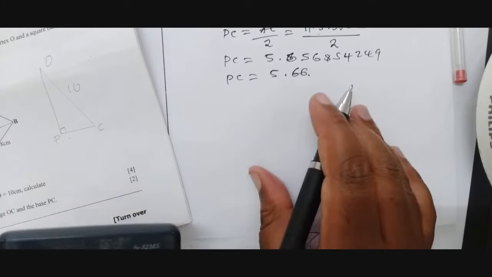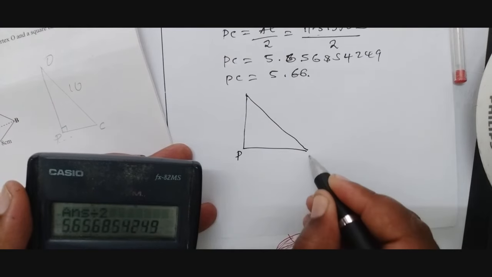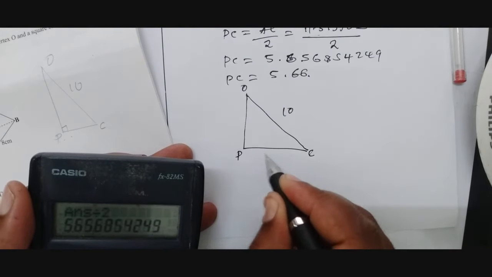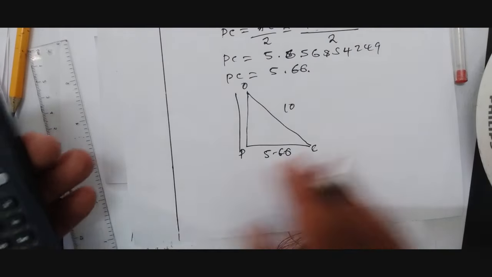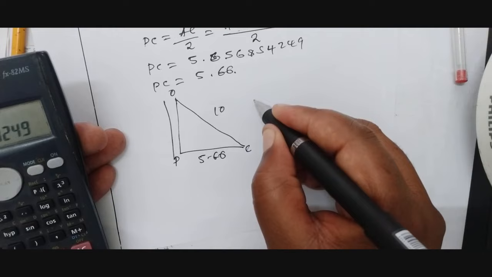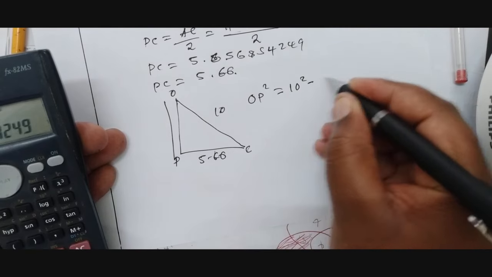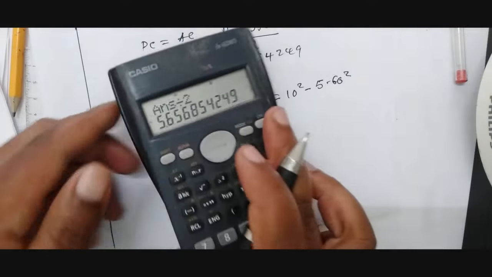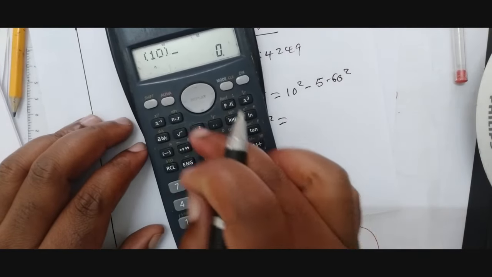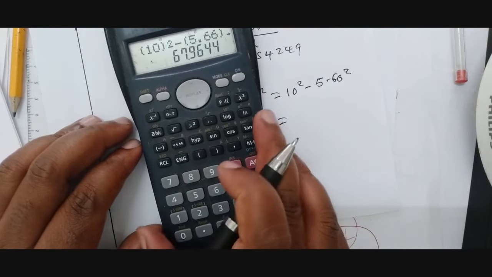But what we are looking for is this one. This is P, this is C, and this is O. This is 10, and we have found PC to be 5.66. How do we get OP? Again, we apply Pythagoras theorem. OP squared is equal to 10 squared minus 5.66 squared. Open bracket 10 to the power 2 minus open bracket 5.66 to the power 2.